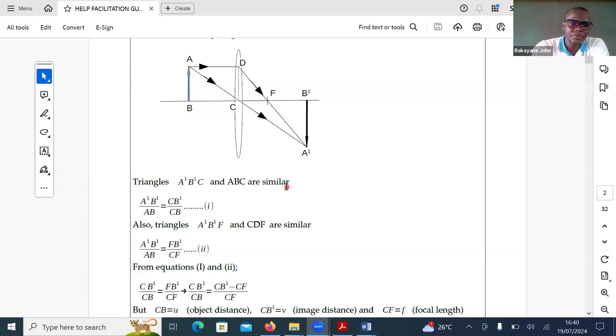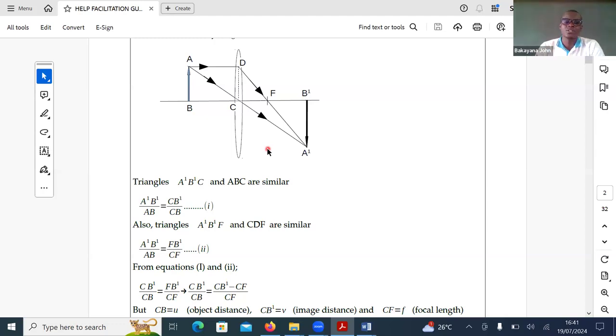So if we looked at Roman 1, now Roman 2, we are also relating triangles. You check on the diagram, where is A prime, B prime, and also F. There is that triangle A prime, B prime, and F. Then we also have another triangle CDF. I hope you see those two triangles, A prime, B prime, F, then CDF.